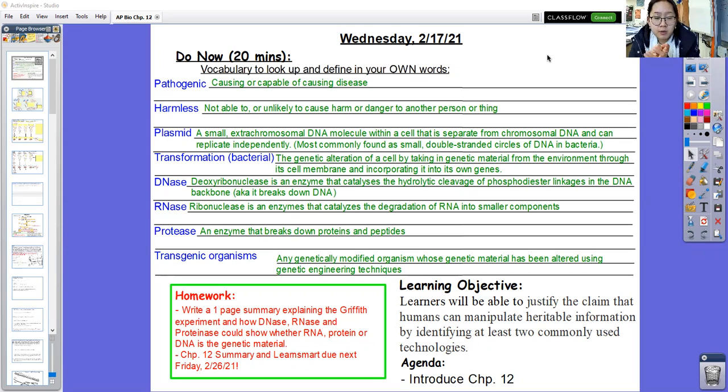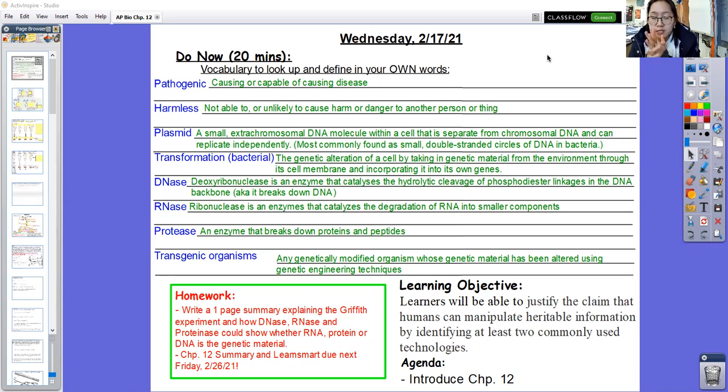RNase, on the other hand, is very similar, except obviously it applies to RNA, right? So its name is ribonuclease. It's an enzyme that catalyzes the degradation of RNA into smaller components. When you break RNA apart at the sugar-phosphate backbone, it's breaking into smaller pieces. You're not necessarily damaging the nucleotides, but you're making sure that they're not attached to each other anymore. DNase works the same way, but they are different because DNase only works on DNA and RNase only works on RNA. The likely reason is the structure of a double-stranded helix versus a single-stranded RNA is very different, so they have different enzymes.